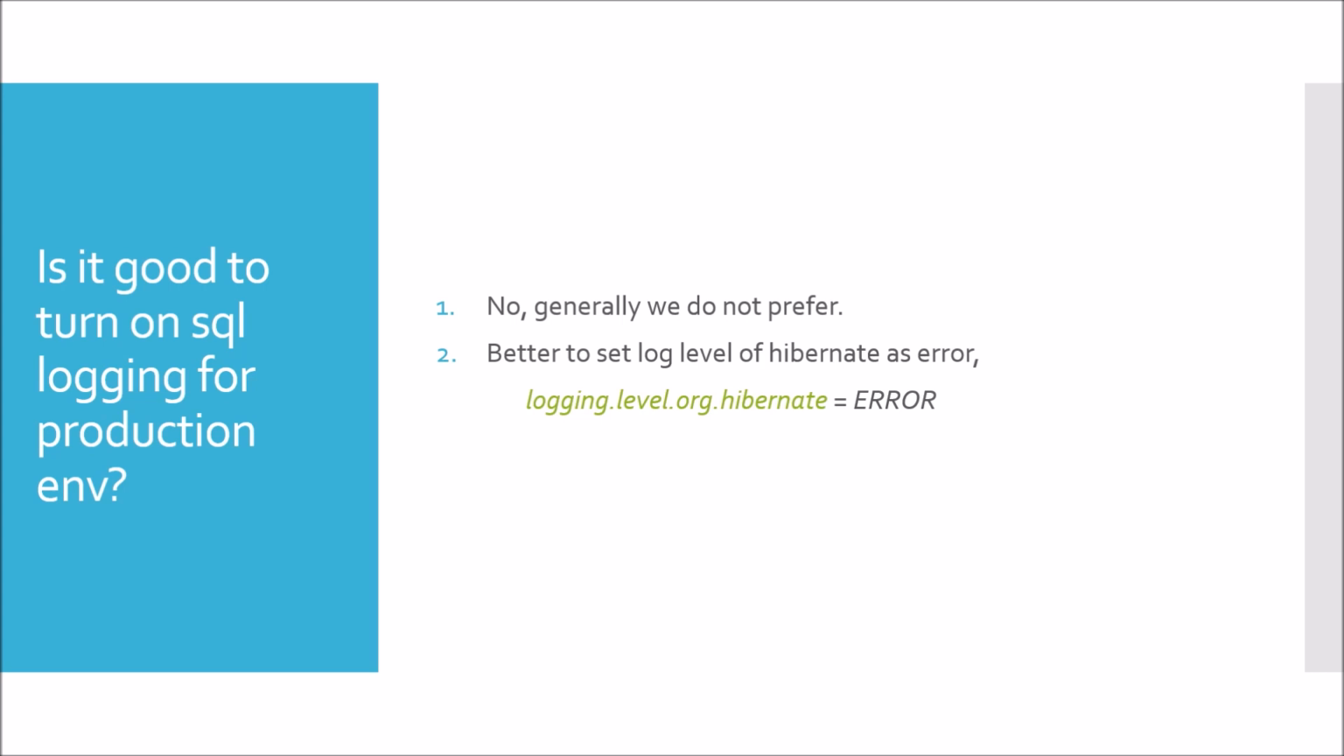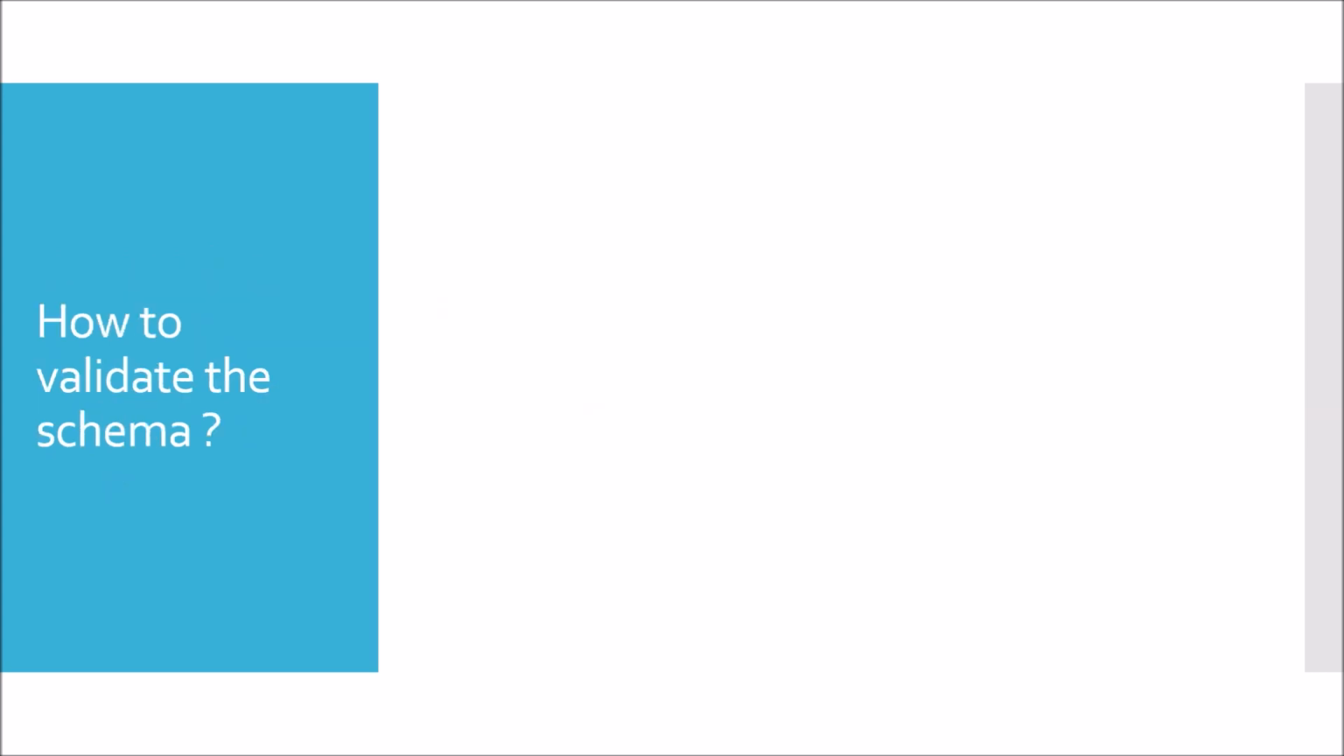Moving to next question. How to validate the schema? You can use hbm2ddl property equal to validate in order to validate the schema. In case of Spring Boot, if you're using a JPA repository, you can use spring.jpa.hibernate.ddl-auto and the value should be validate. If you're using pure Hibernate configurations, then you can use hibernate.hbm2ddl.auto equal to validate.